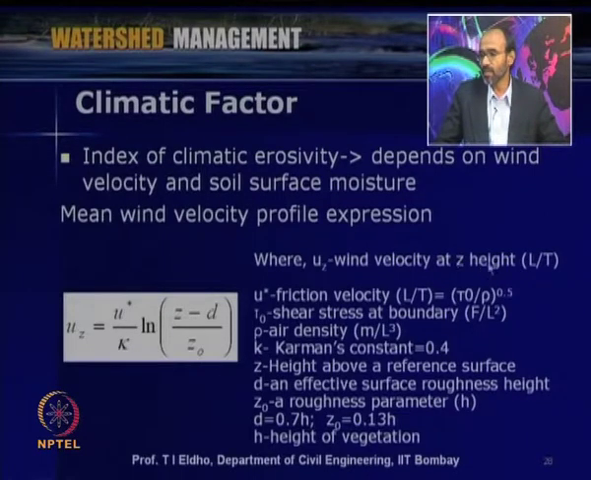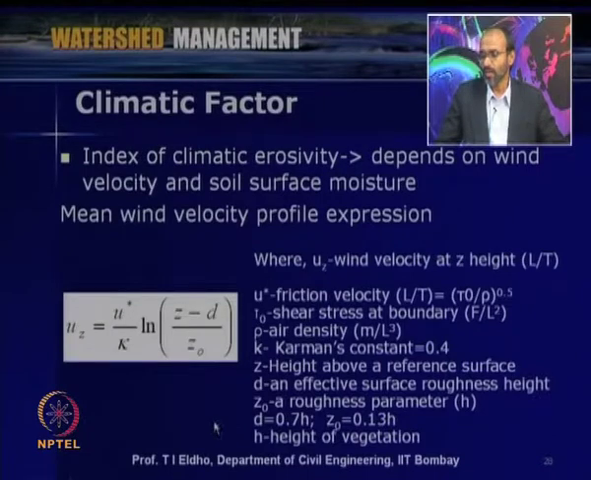So, if U is the wind velocity at Z height, it can be mentioned as U Z is equal to U star by kappa natural log Z minus D by Z0, where U star is the friction velocity and tau 0 is the shear stress. So, this friction velocity we can write square root of tau 0 by rho, and rho is the air density, then kappa is the Karman's constant, Z is the height above reference surface, D is an effective surface roughness height, Z0 roughness parameter. So, depending upon the location we can define D is equal to 0.7 h, Z0 is equal to 0.13 h, where h is, if high vegetation is there, the height of vegetation.